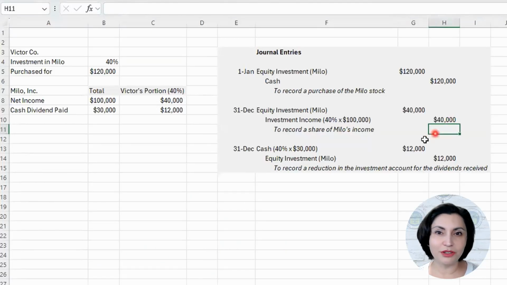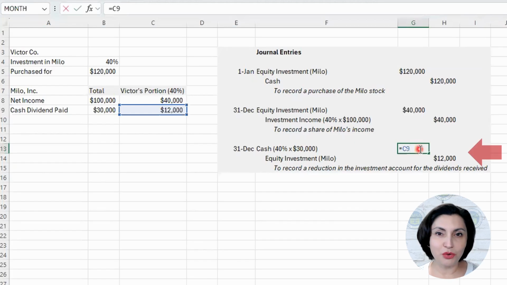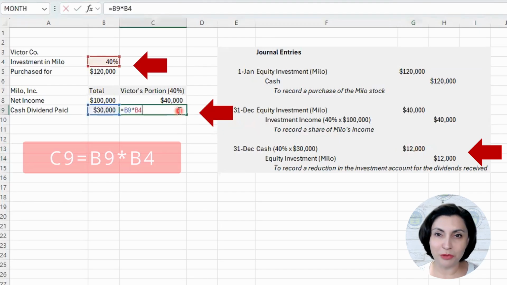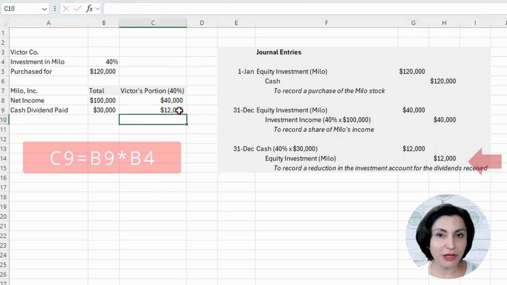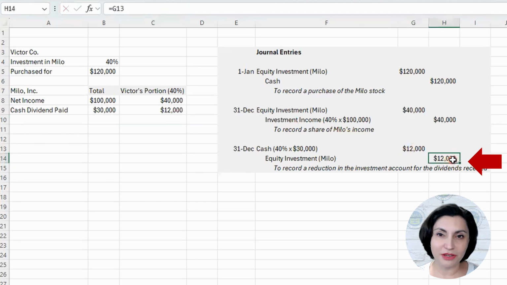To record dividend received, we debit or increase cash for $12,000, $30,000 of total dividends multiplied by 40%, and credit or decrease equity investment by the same amount.